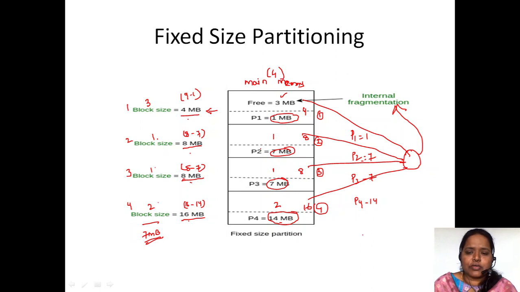Now suppose a P5 process came. This P5 process needs 6 MB of space.